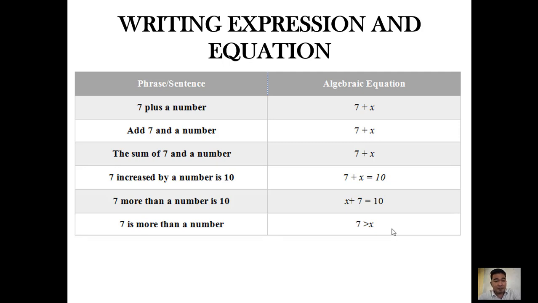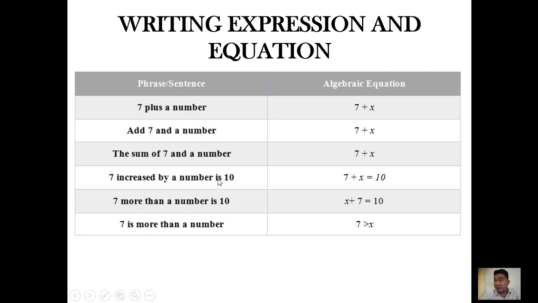Okay, so these are samples of phrases or sentences, and these are the translations in mathematics. 7 plus a number: you will have 7 plus x, assuming that the number is x. Add 7 and a number, so that's 7 plus x. The sum of 7 and a number. The sum, meaning the operation involved is still addition.